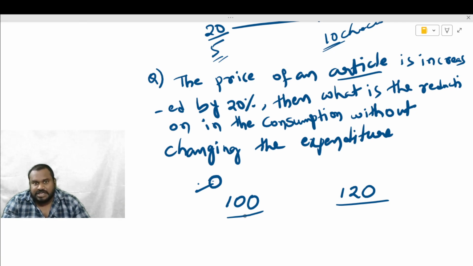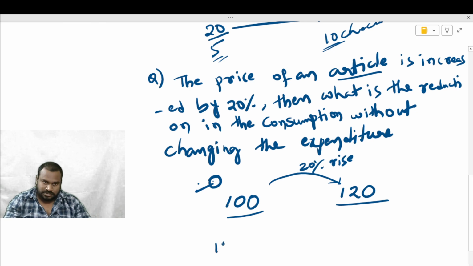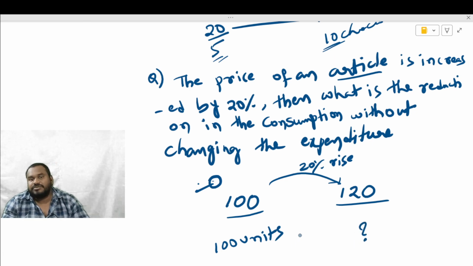The price of an article is increased by 20%. So on 100, 20% is 120 rupees, right? So I'm just adding it, 120. So the price is increased from 100 to 120. So 20% rise. Then what is the reduction in the consumption without changing the expenditure? Suppose initially he was consuming 100 units. I assume he was consuming 100 units. Now how many units he consumes, we will see.